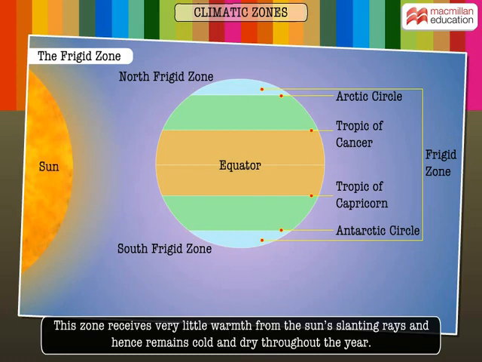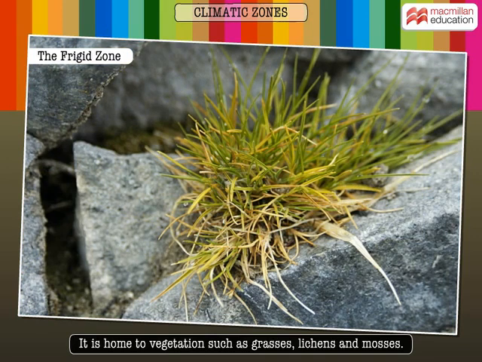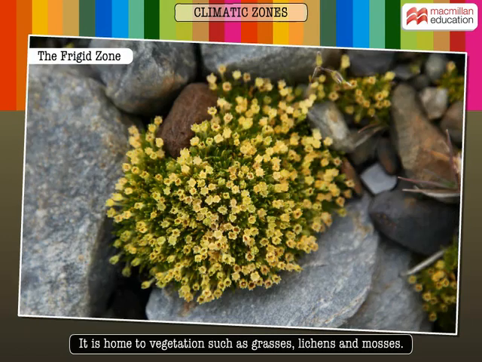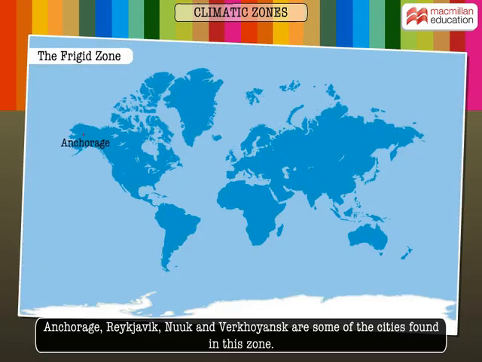This zone receives very little warmth from the sun's slanting rays and hence remains cold and dry throughout the year. It is home to vegetation such as grasses, lichens, and mosses. Anchorage, Reykjavik, Nuuk, and Verkhoyansk are some of the cities found in this zone.